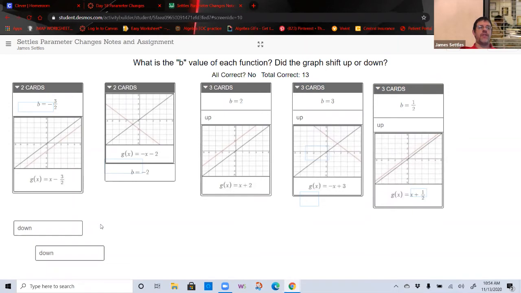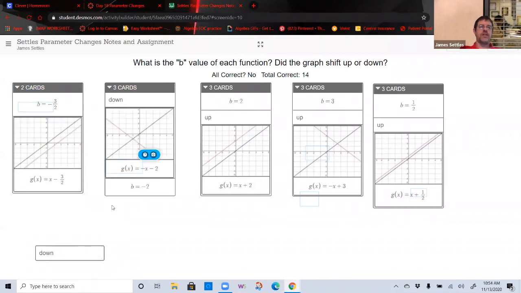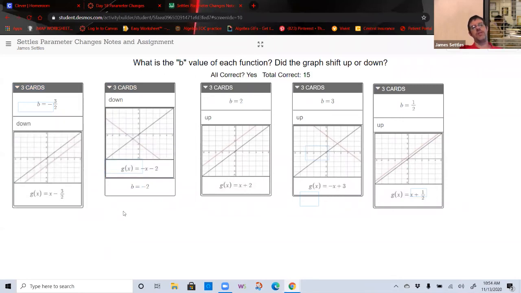And then the two that are left that are negative, both are going down. So anytime that b is negative, it's going down. So the 3/2 is down, and the -2 is down.